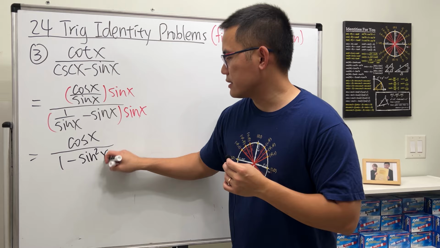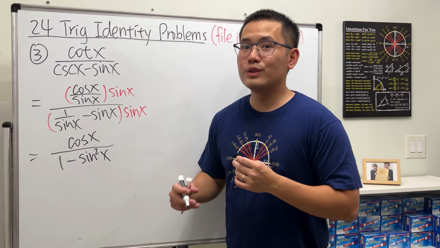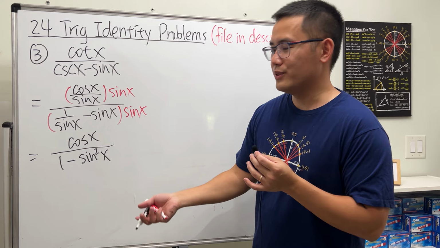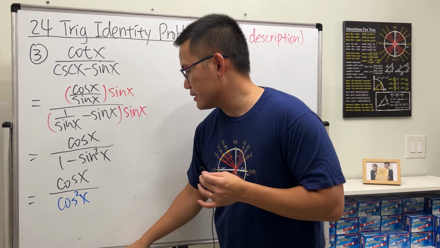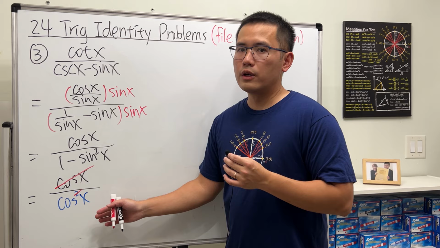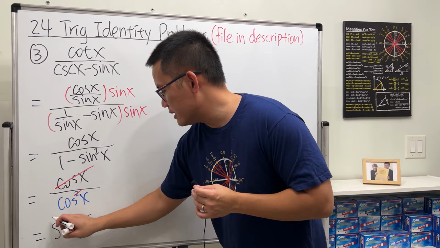Oh no, what's that? 1 minus sine square x is cosine square x, right? Just what we talked about earlier, but this is the cosine version, right? So on the top, we get cosine x, and on the bottom, we have cosine square x. And then we can cancel, and we're looking at 1 over cosine x, that will give us just a very nice secant x. And then we're done.